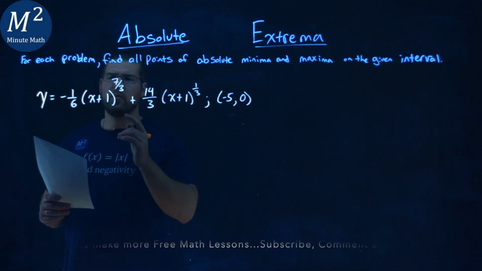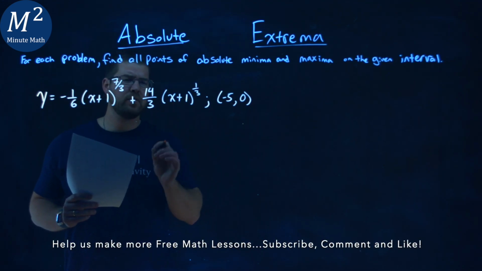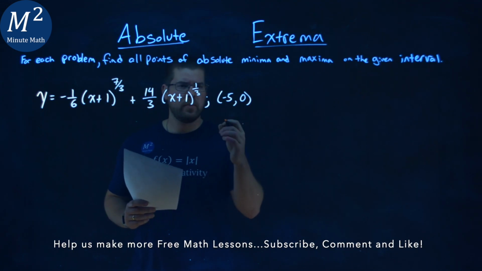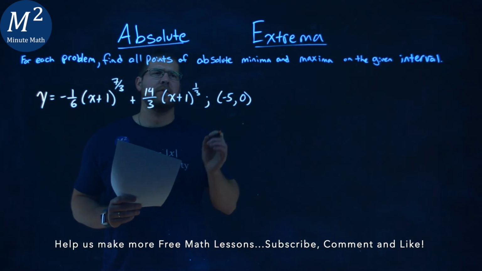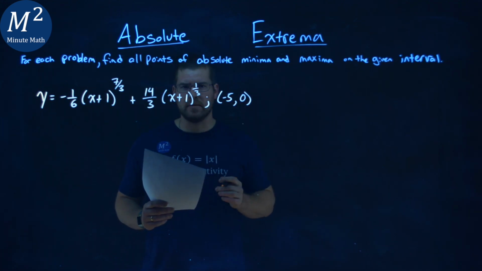We're given this problem right here. y equals negative 1/6 times (x plus 1) to the 7/3 power, plus 14 over 3 times (x plus 1) to the 1/3 power, and we want to find all points of absolute minima and maxima on our given interval from negative 5 to 0.